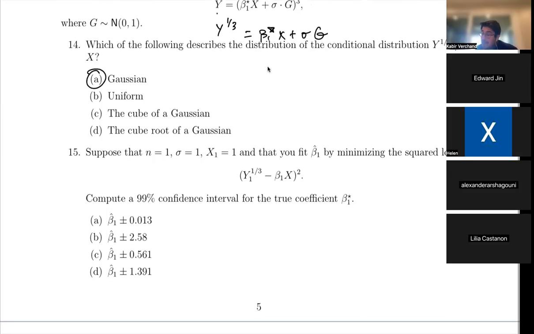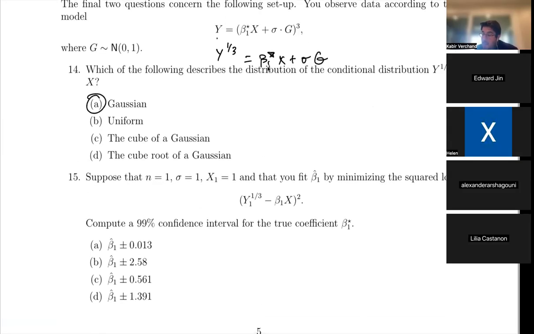The next question is now in this transformed model, we want to actually fit these coefficients beta 1. And suppose that we do that, since we know that y to the 1/3 follows a linear model, we can just try and fit the linear least squares to that. If we have only one observation, we're told that this noise standard deviation sigma is equal to 1, and we have just the variable x1 equals 1, and we try and fit beta hat 1 by minimizing the squared loss. Let's try and compute what is a 99% confidence interval.